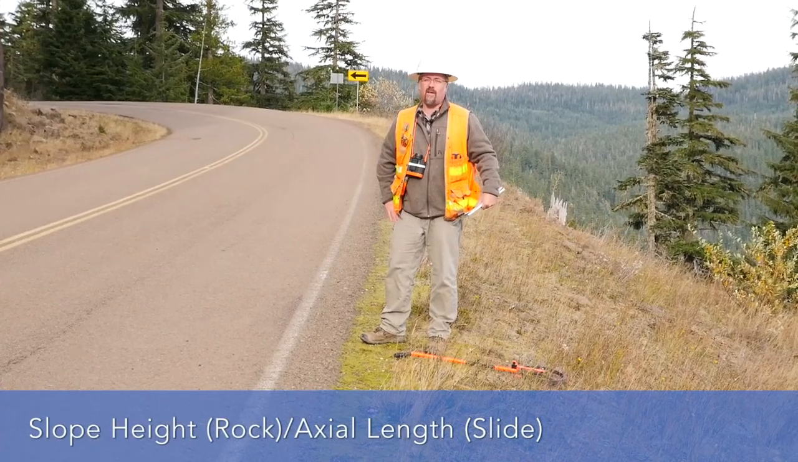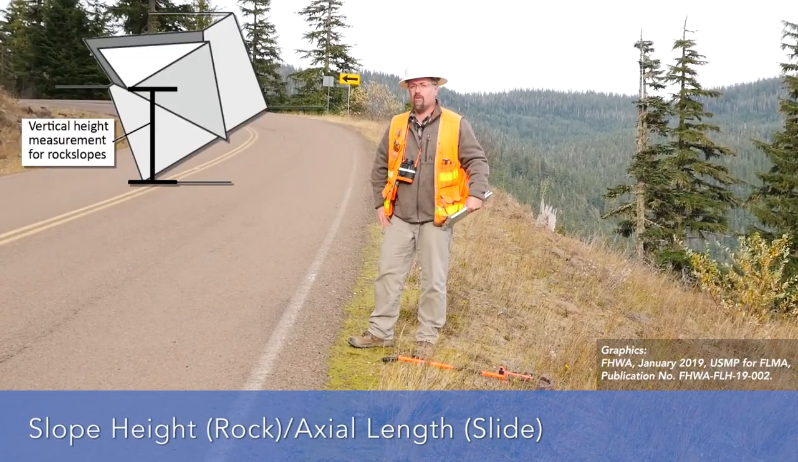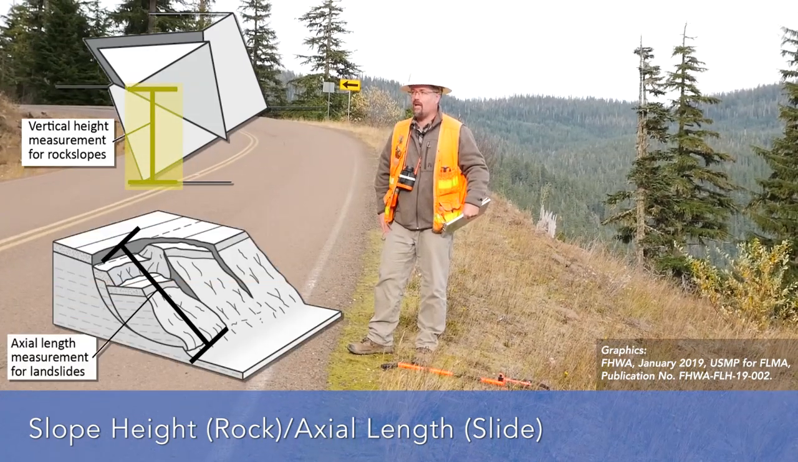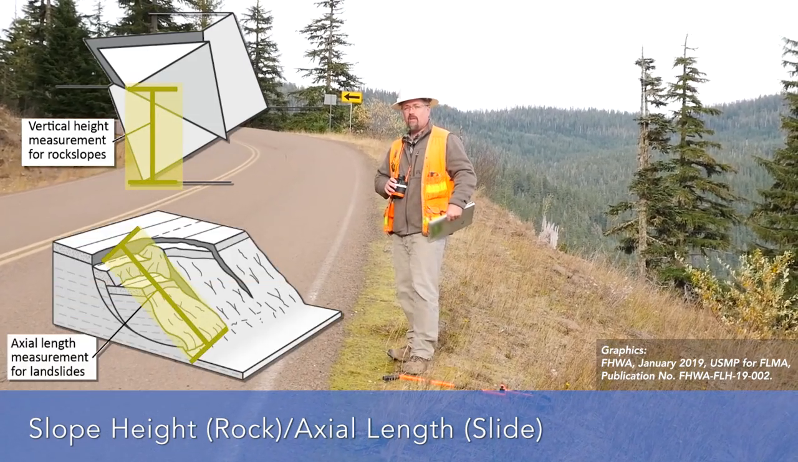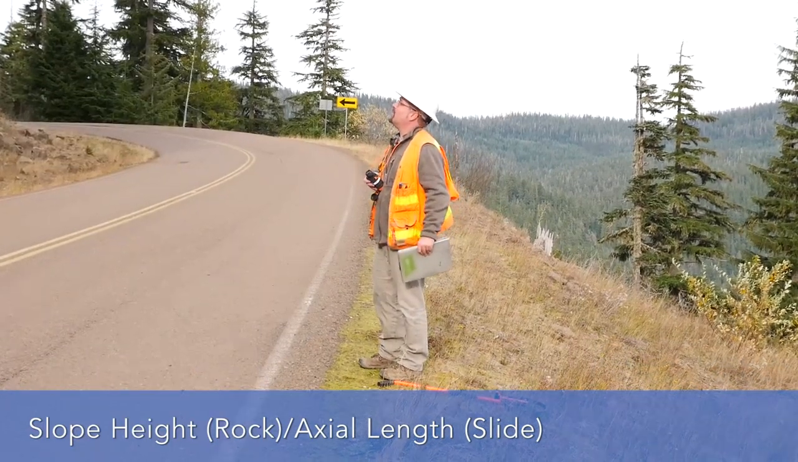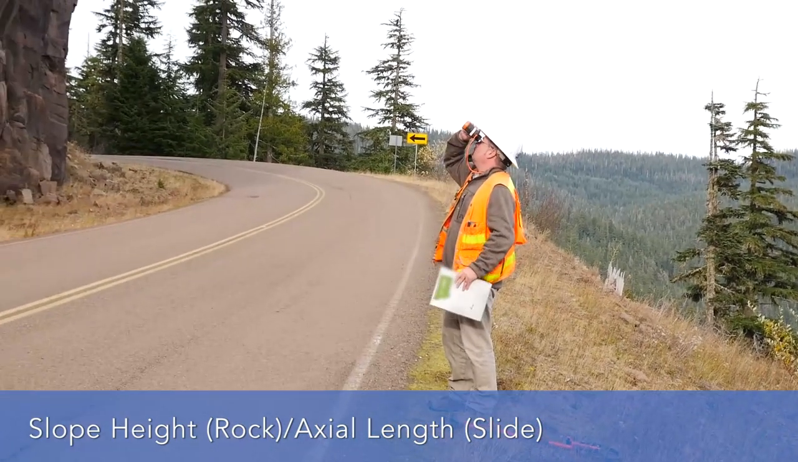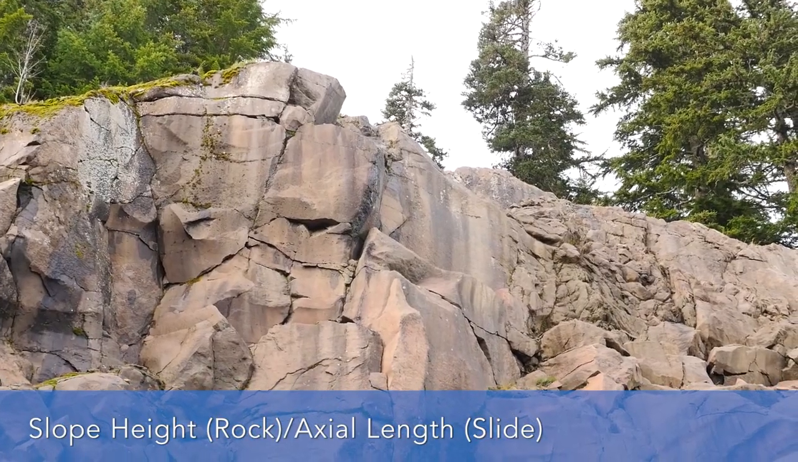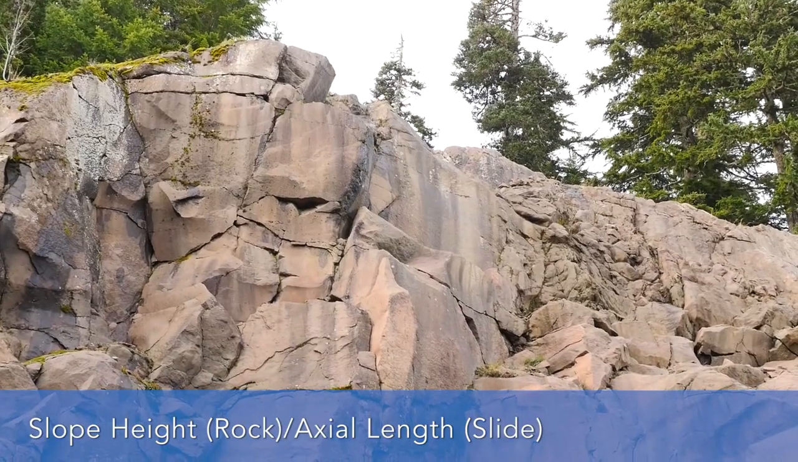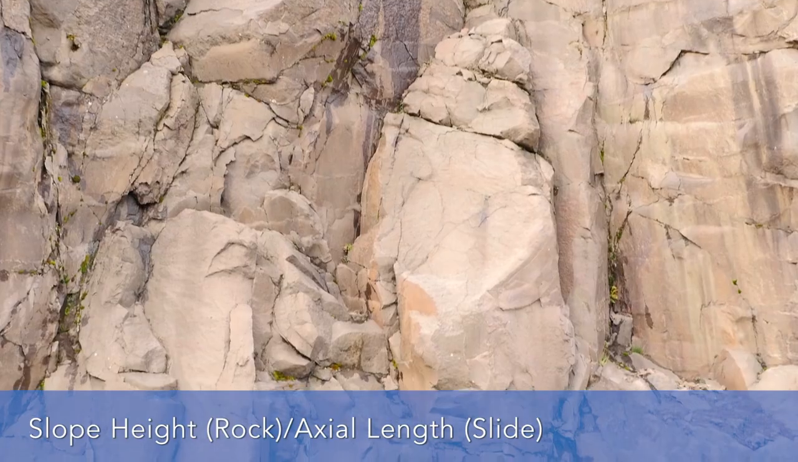The next field to evaluate on the site information portion of the form is the slope height of the rock slope or the axial length of the slide. The best way to do this is with the laser rangefinder. After I set it to the vertical distance on the laser rangefinder, I can shoot the tallest part of the slope. Here, after adding my eye height, I get an overall height of 86 feet vertical.